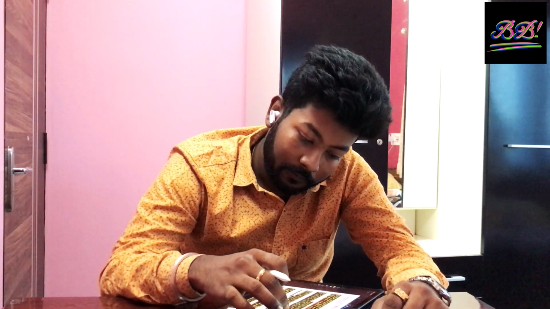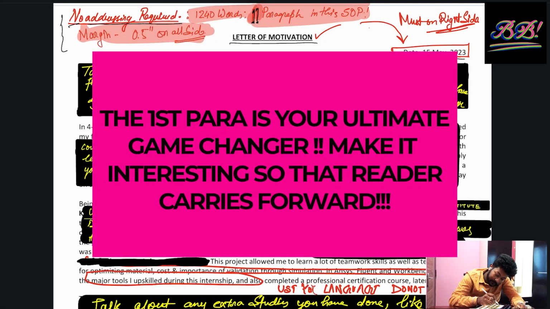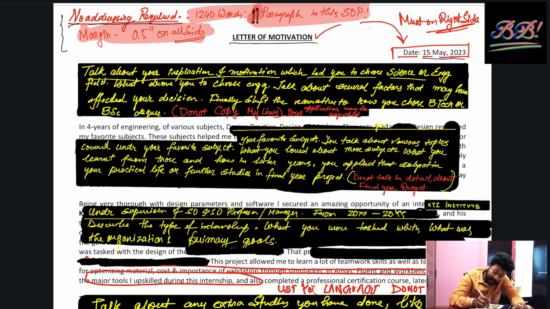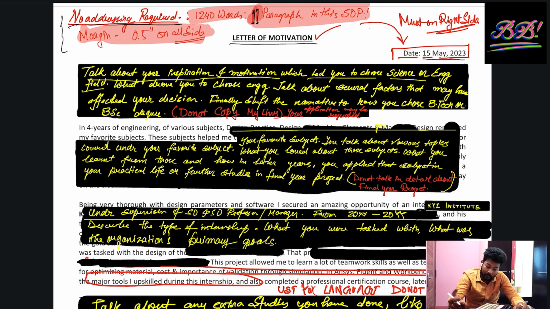Okay, so first, how do you start your letter of motivation? Talk about your inspiration and motivation which led you to choose the science and engineering field during your bachelor's. This is the part where you are introducing yourself, where you came from, why you chose science, and why you chose engineering. What drove you to choose engineering?